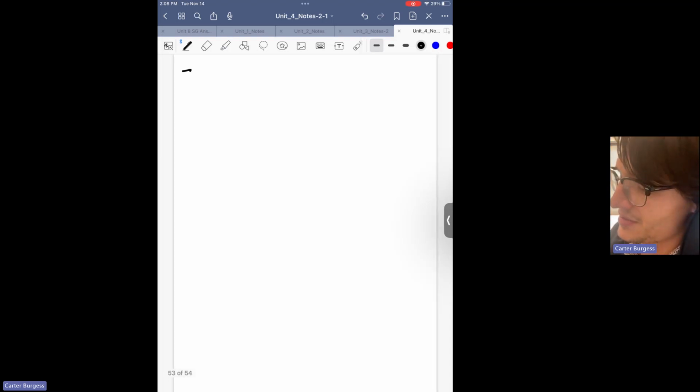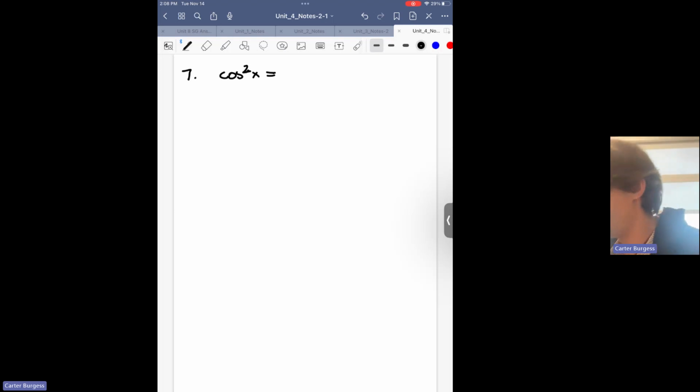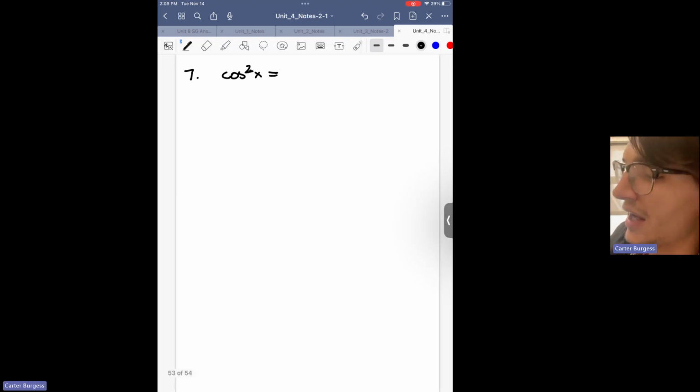All right, let's take a look at number 7 here. So this is cosine squared of x is equal to, what is this? 2 sine of x plus 2?